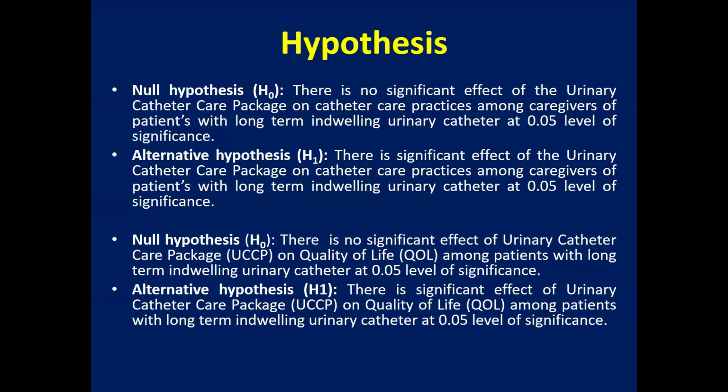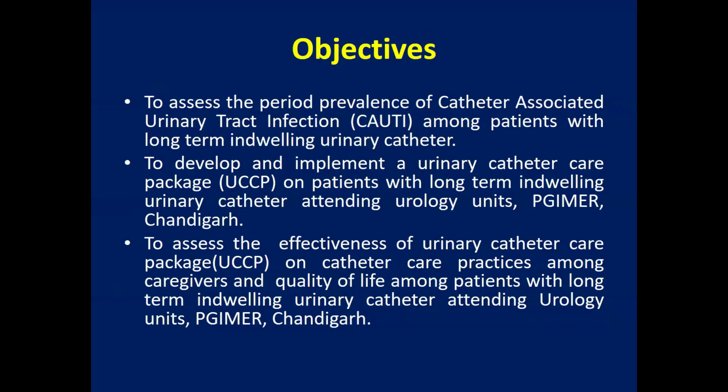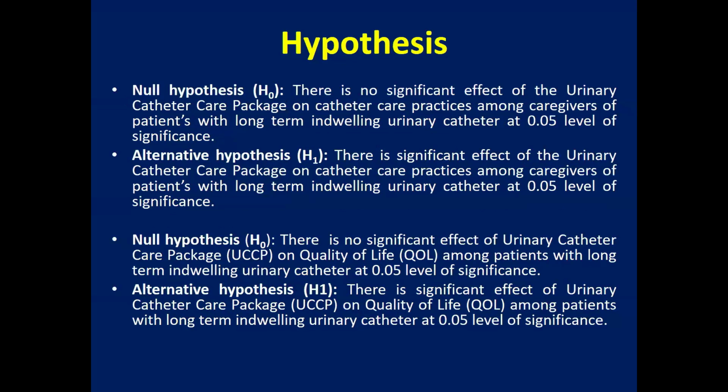There are mainly two aspects here. Number one is urinary catheter care practices among caregivers. And number two is quality of life among patients with long-term indwelling catheter. So we have to make hypotheses according to this. There are two null hypotheses and two alternate hypotheses: one for urinary catheter care practices among caregivers and one for quality of life among patients with long-term indwelling catheter.